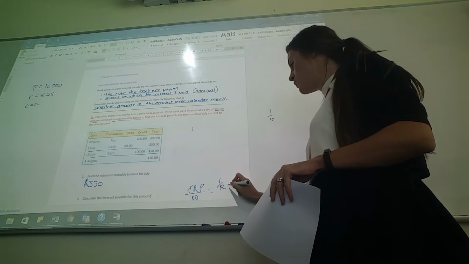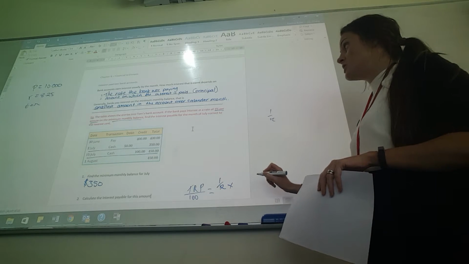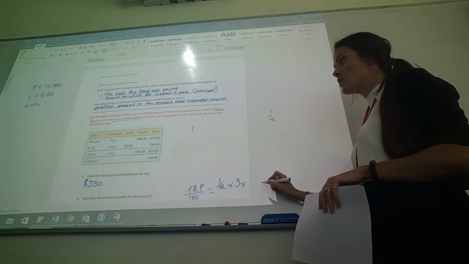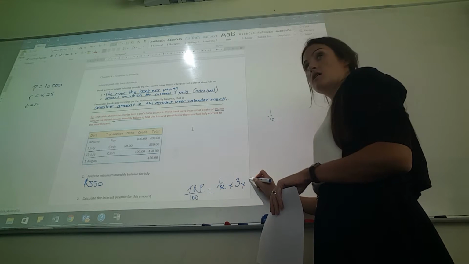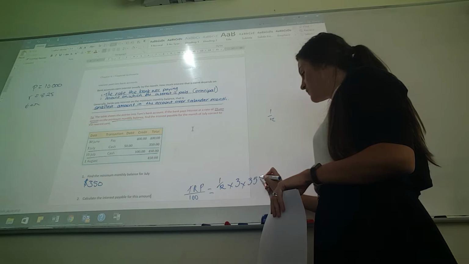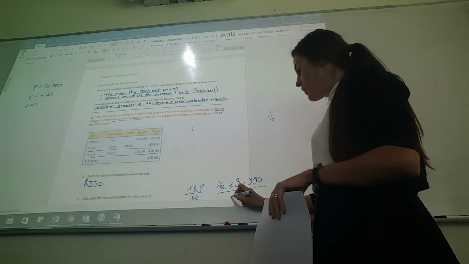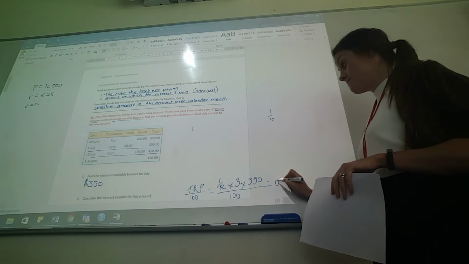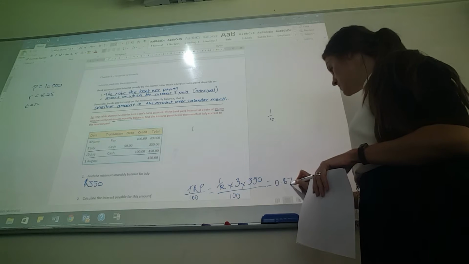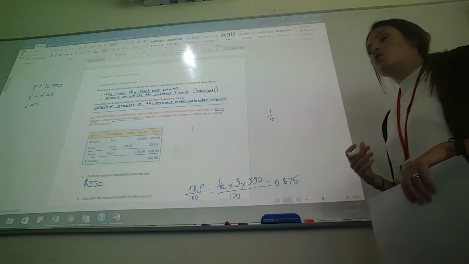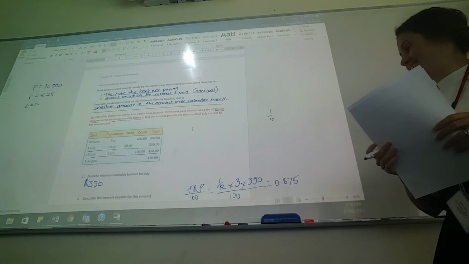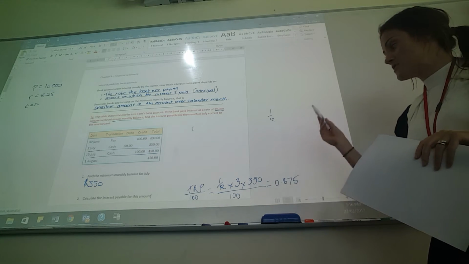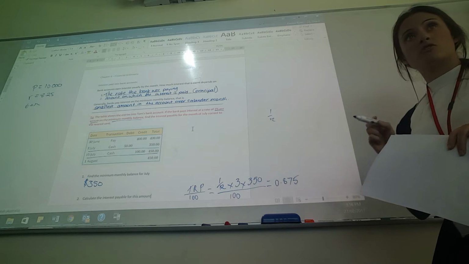So 1 over 12 by the rate, which is 3 over 100, by the principal amount, which was 350. That gives 0.875. You can put these in any order you want, just as long as these are all on top and the hundreds on the bottom.